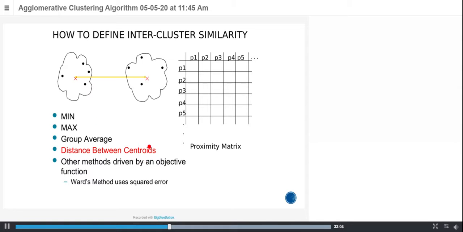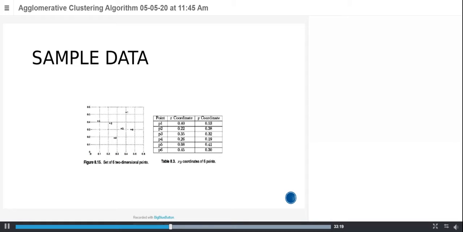And the fourth one is Ward's method. As I told, instead of considering the point distance, we will consider the distance between the centroids. Which clusters have the smaller distance between centroids, those two clusters we are going to merge. So this is the agglomerative technique. Very simple. Let us solve one problem.